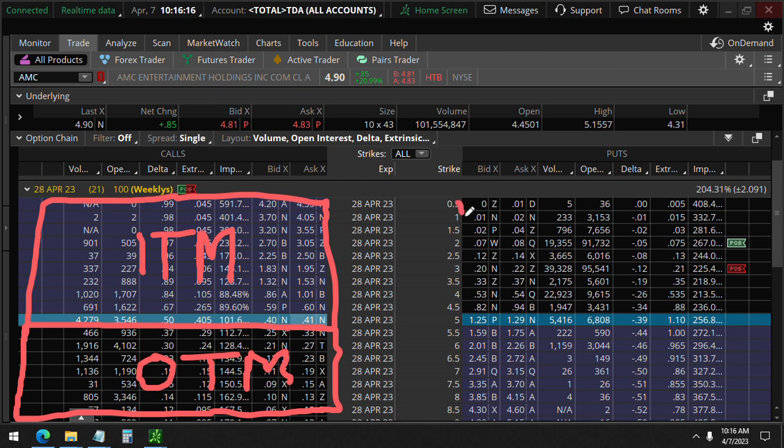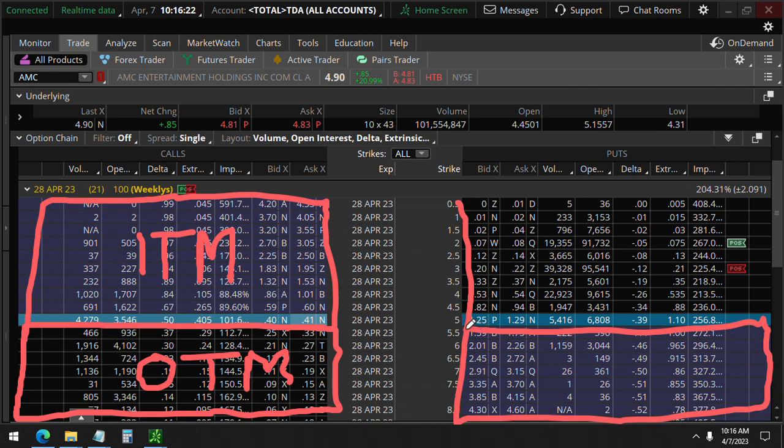But for the put side, it's a little different. It is switched around, so that's in the money here, and everything in the black here, again, is out of the money.